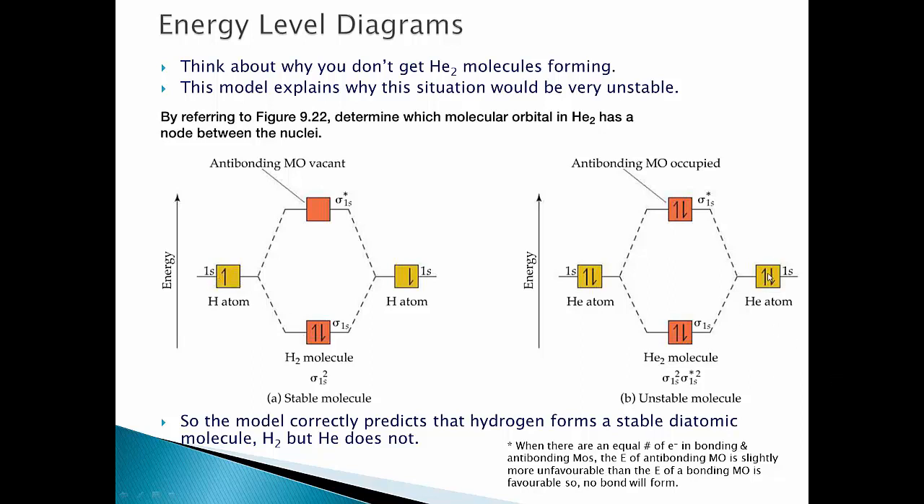If we look at helium, each atom has 2, so in total we're going to be filling 4 electrons into our system. Starting from the bottom and working your way up, we've got 2 here and then 2 go into the top.